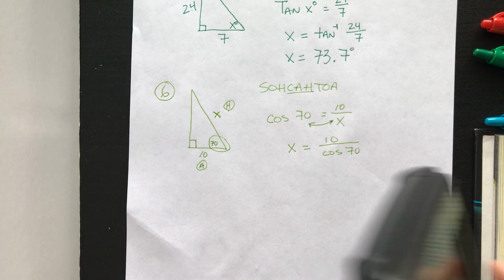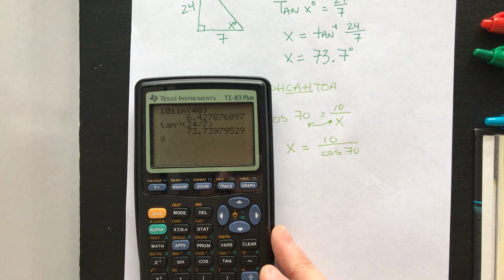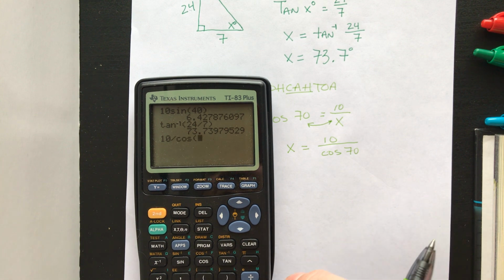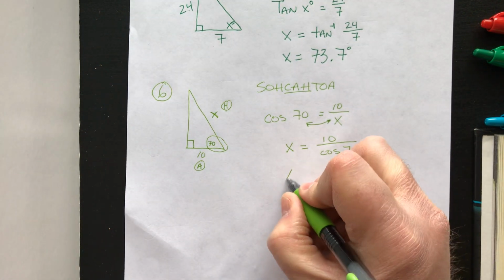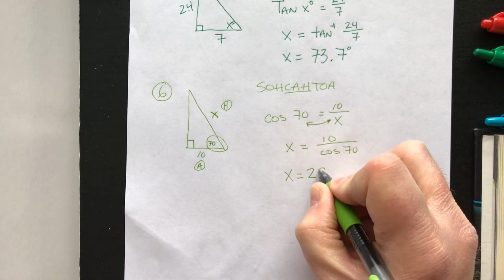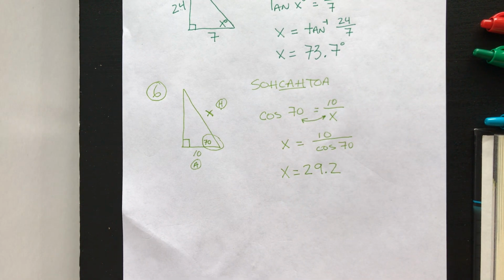And then I get my trusty calculator, and I do 10 divided by, this is regular cosine, all right, because we're not solving for an angle here. You only use inverse trig if you don't know the angle, and that's what you're solving for. We know the angle is 70. So 10 divided by the cosine of 70, I got 29.2. So I know that x, the hypotenuse, is equal to 29.2.